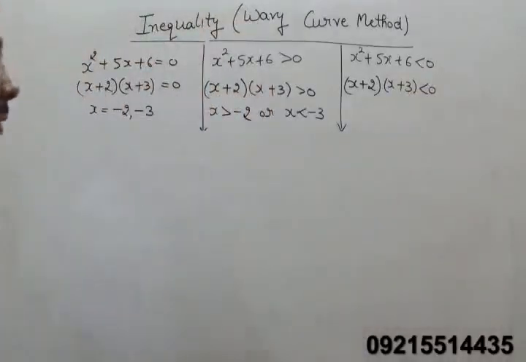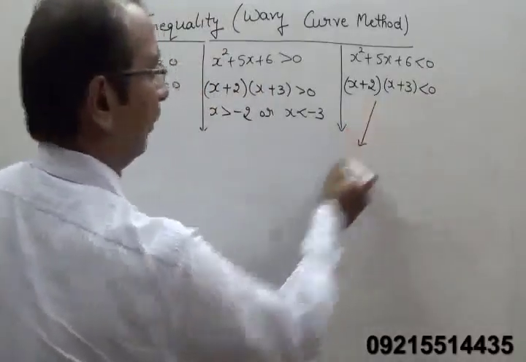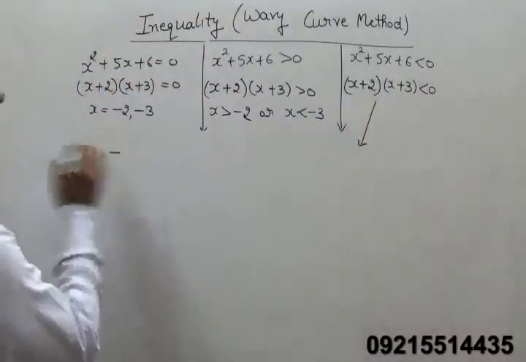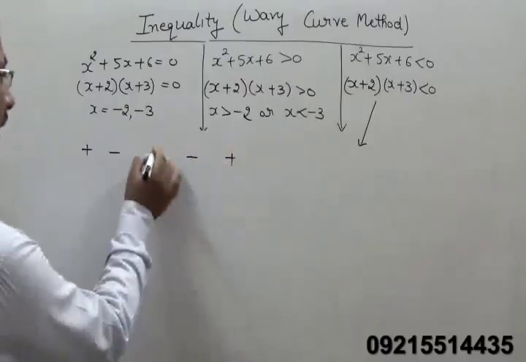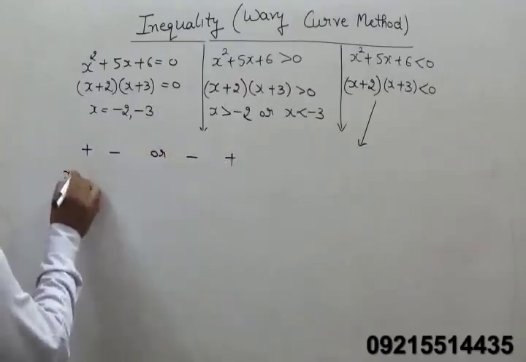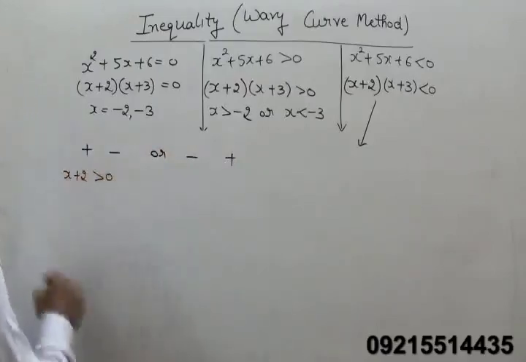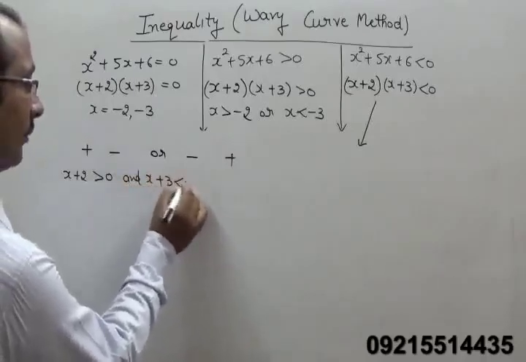Here the product of my two numbers is negative. That means either first is positive and second is negative, or first is negative and second is positive, right? So we just try to solve it one by one. If first is positive, it means x plus 2 is greater than 0 and x plus 3 is less than 0, right?